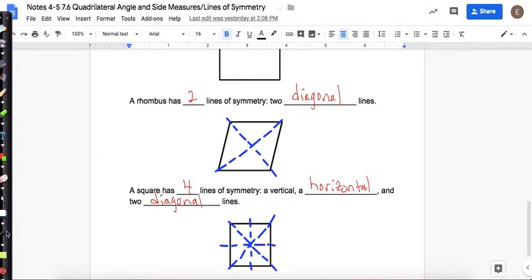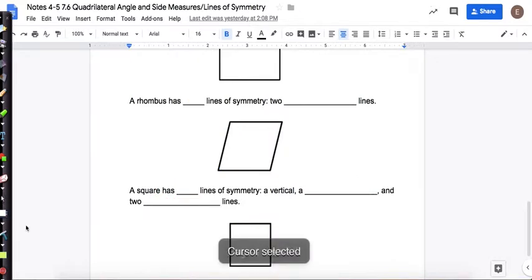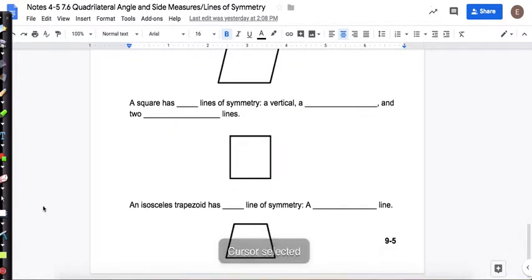And then the last one that we have here is a special kind of trapezoid. It's the only trapezoid that has lines of symmetry, and that's an isosceles trapezoid. How many lines of symmetry do you think it has? Good, I can only cut it in one place, and that's a vertical line. So I'm going to draw one right down the center.